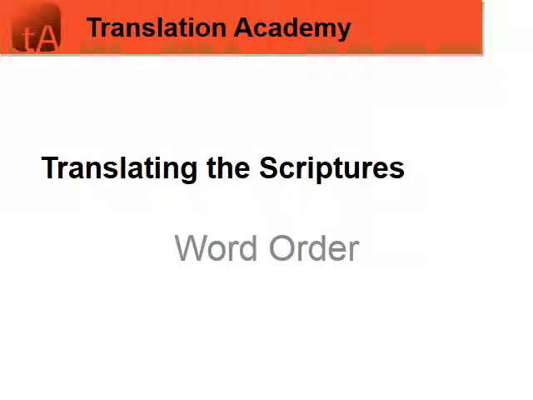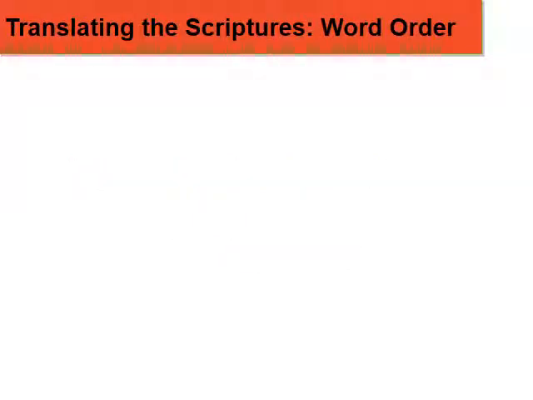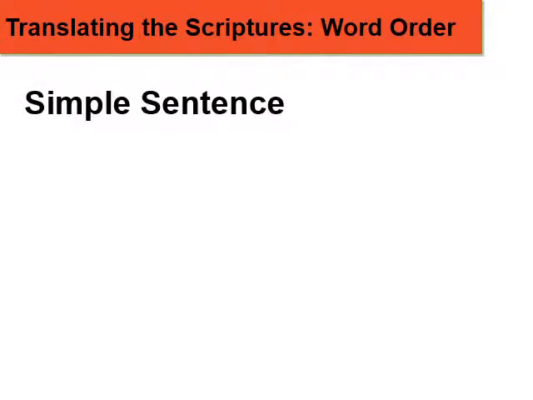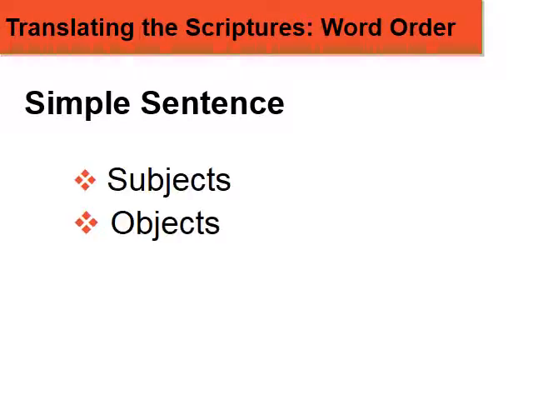In this lesson, we will learn about the importance and function of word order when translating. First, we need to understand some parts of a simple sentence. Then we can see how these parts fit into a natural sentence pattern. A basic sentence has three important parts: subjects, objects, and verbs.